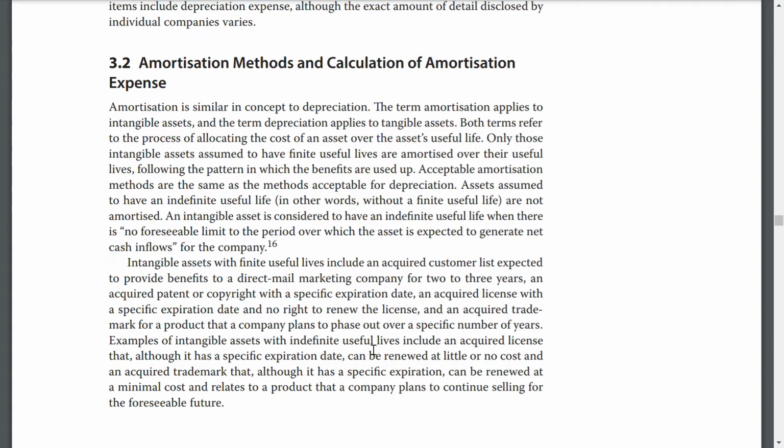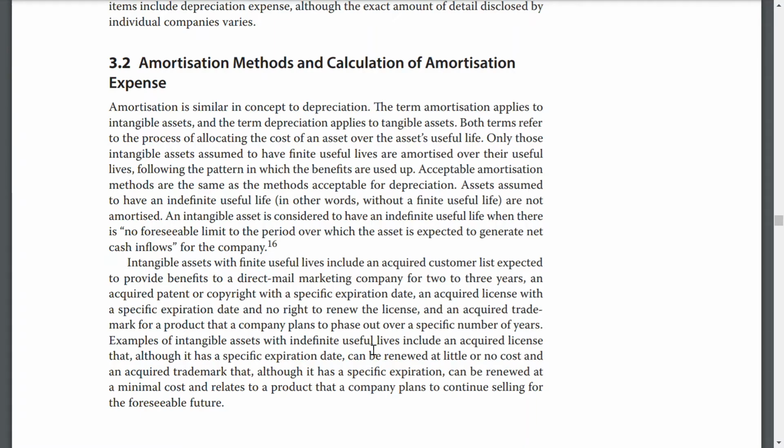Intangible assets with finite lives include acquired customer lists expected to provide benefit to a direct mail marketing company for two to three years, an acquired patent or copyright with a specific expiration date, an acquired license with a specific expiration date and no right to renew the license, and an acquired trademark for a product that a company plans to phase out over a specific number of years.